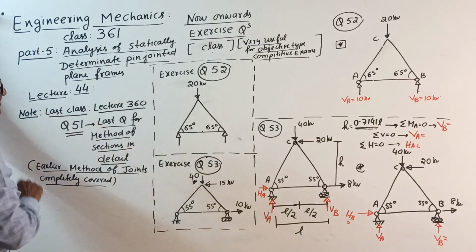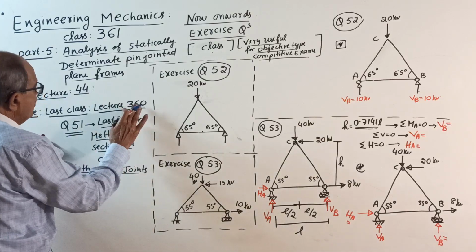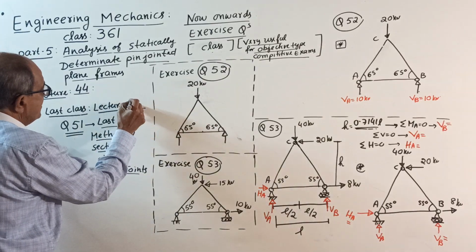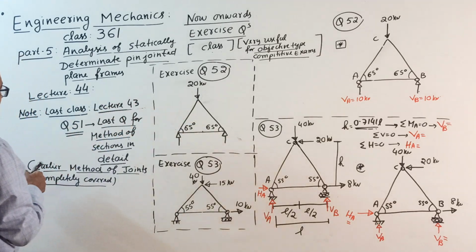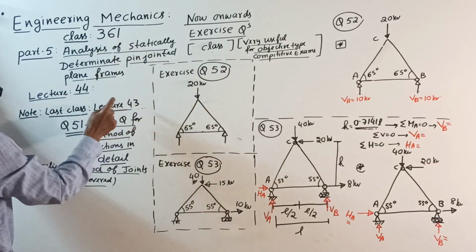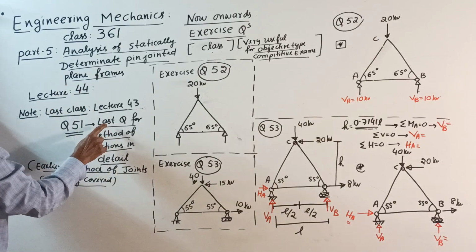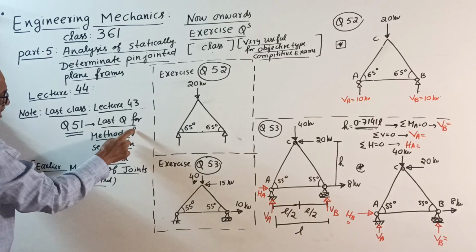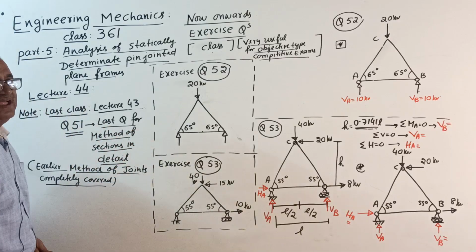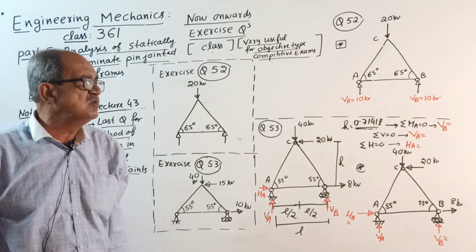Note, the last lecture was lecture number 43, not 40 or 44. That is the last class, class number 360, lecture 43, question number 51. That was the last question for method of sections in detail. Detail means everything told, systematically solved.